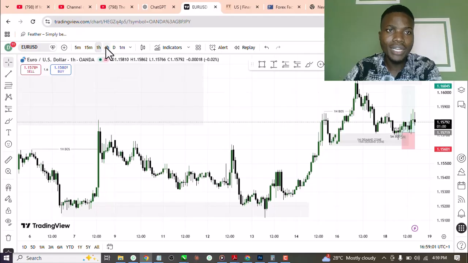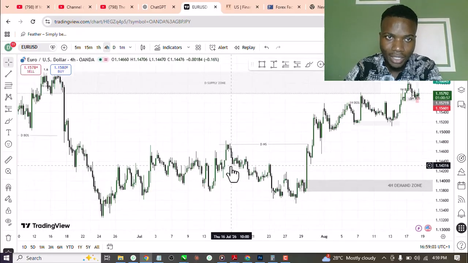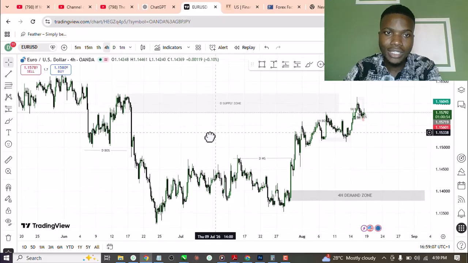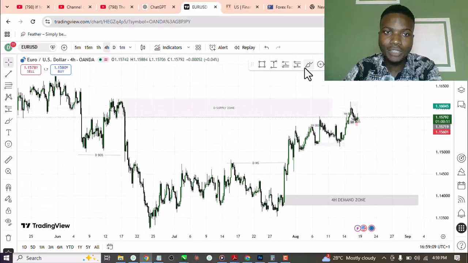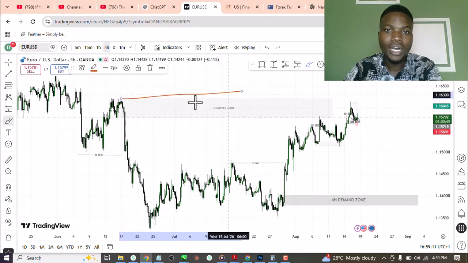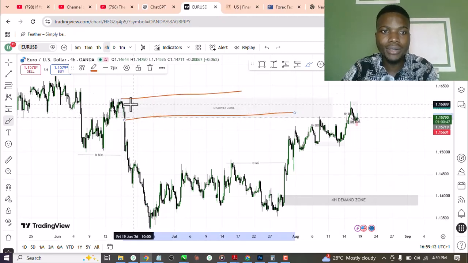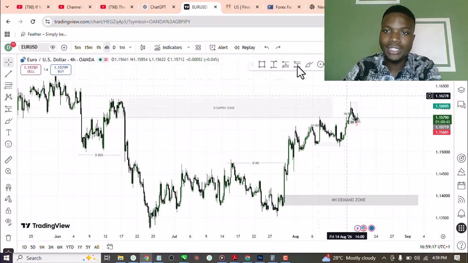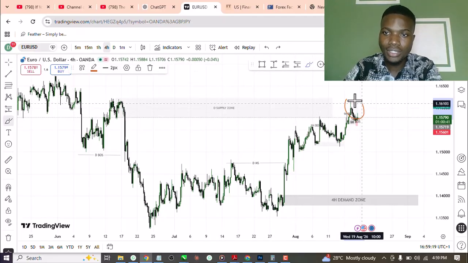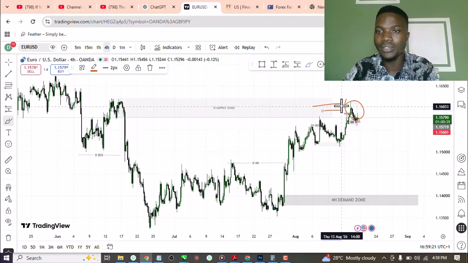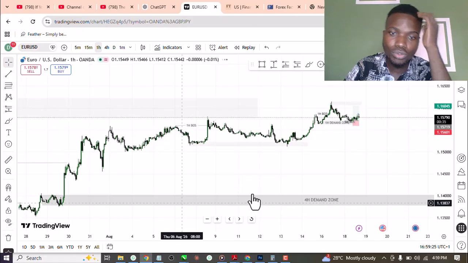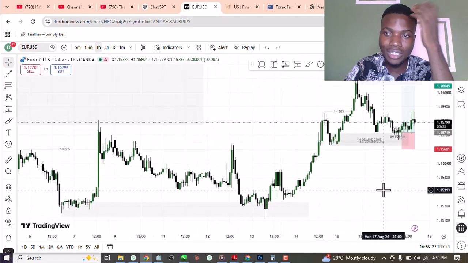If I go down to the 4 hour time frame again, you are going to see on this screen that price has already respected this daily supply zone. I got this supply zone from the daily time frame, and you can see that price has already retested this supply zone right here. After that, I went down to my 1 hour time frame to look at how price has actually reacted.